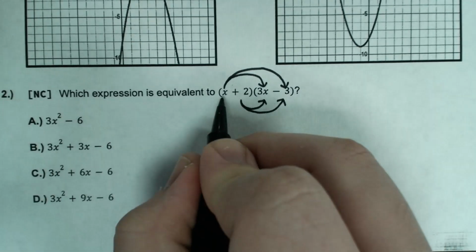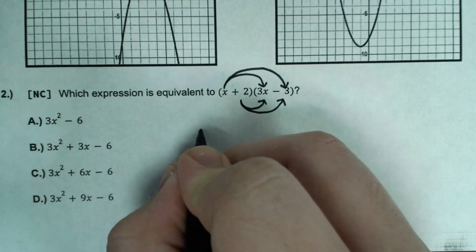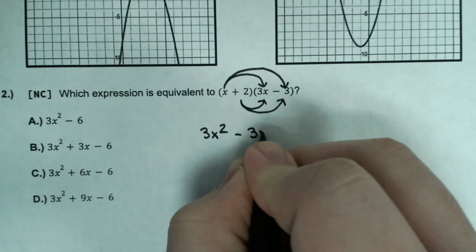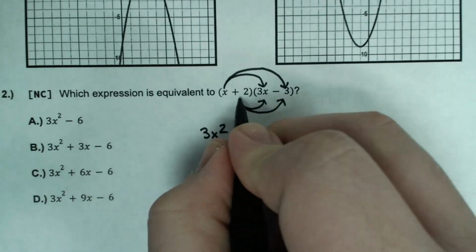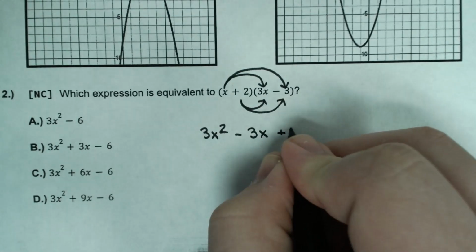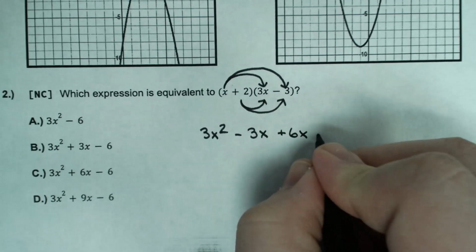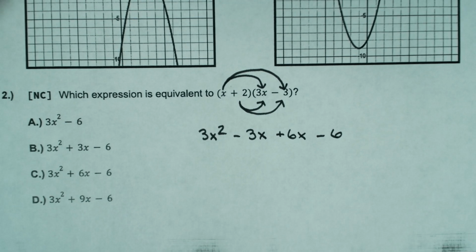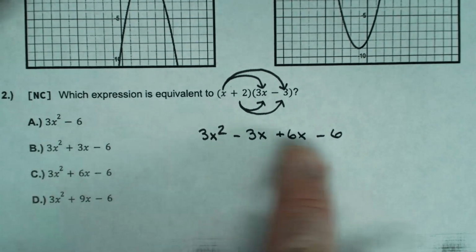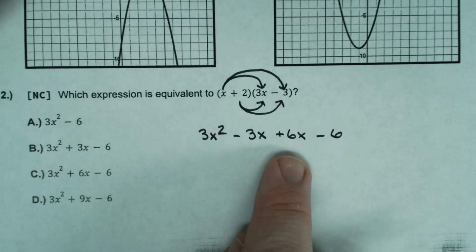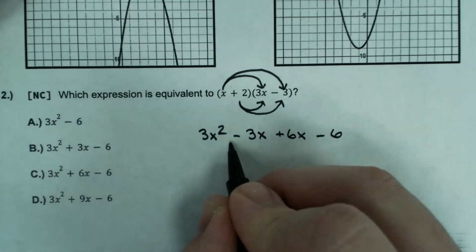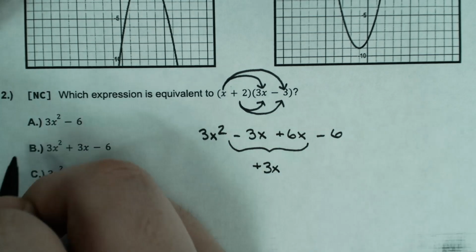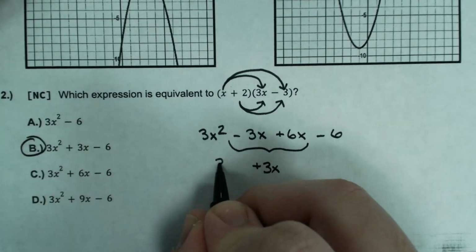So x times 3x is 3x squared. X times negative 3 is negative 3x. Then distribute the 2. 2 times 3x is 6x. 2 times negative 3 is negative 6. And really, if you're looking at these options, they all start with a 3x squared and they all end with a minus 6. So it really boils down to what's that middle number. Well, negative 3x and positive 6x combine to positive 3x. The answer is B.